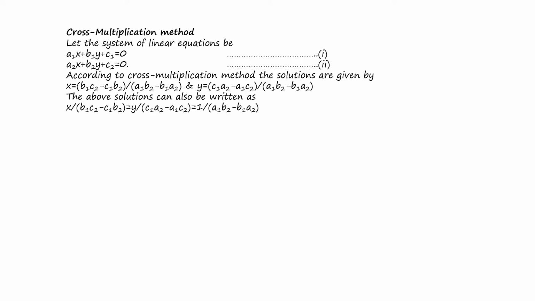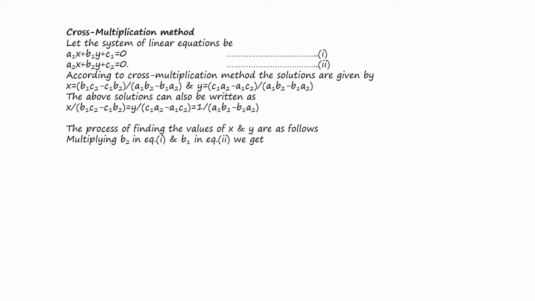How did this solution come into existence? Let's verify this one. The process of finding the values of x and y is as follows. Multiplying by b2 in equation 1 and b1 in equation 2, we get a1b2x plus b1b2y plus c1b2 equals 0. Let this be equation 3, and a2b1x plus b1b2y plus c2b1 equals 0. Let this be equation 4.